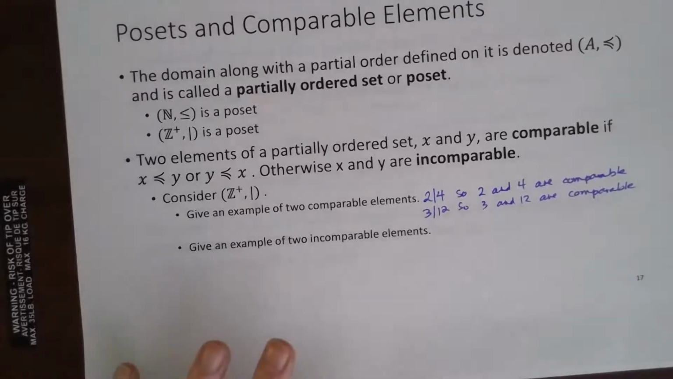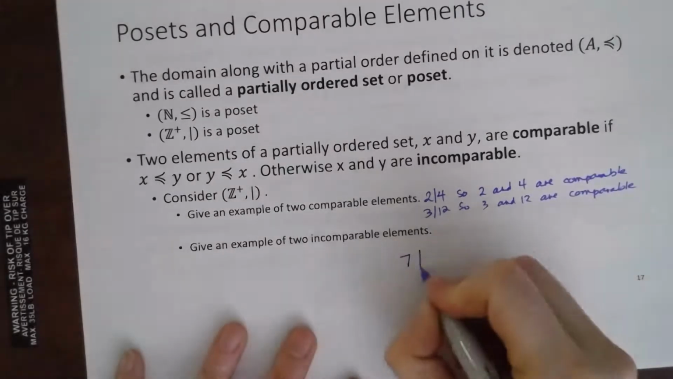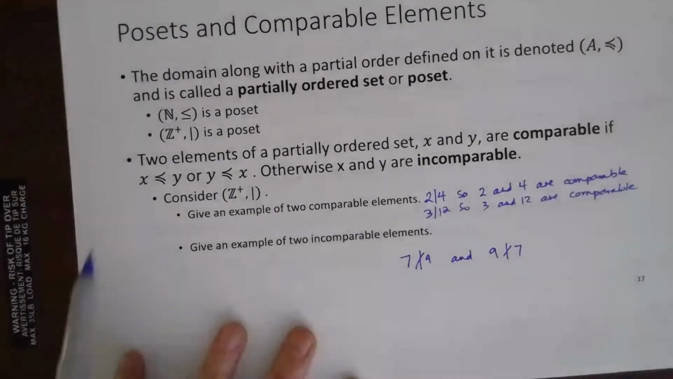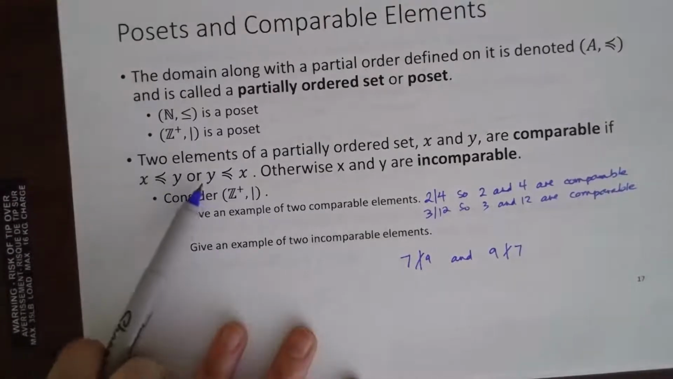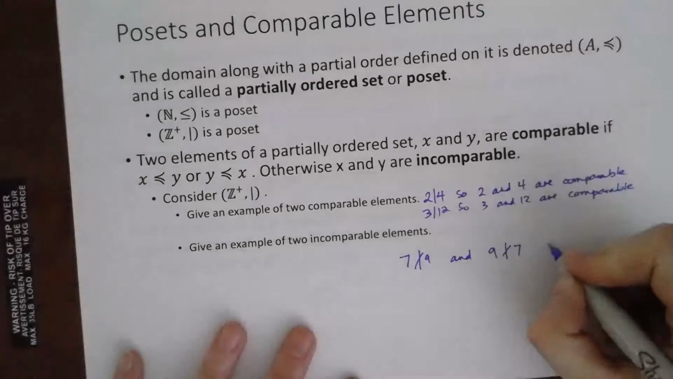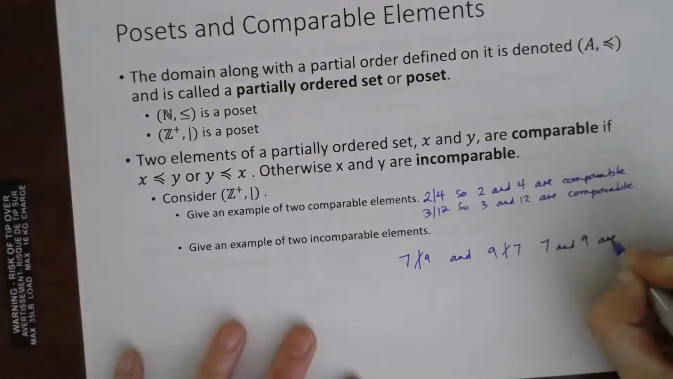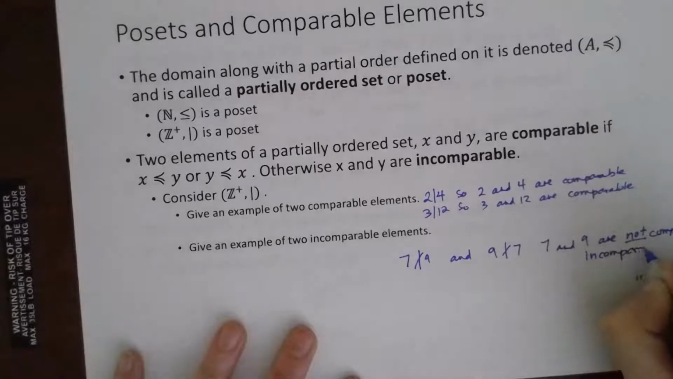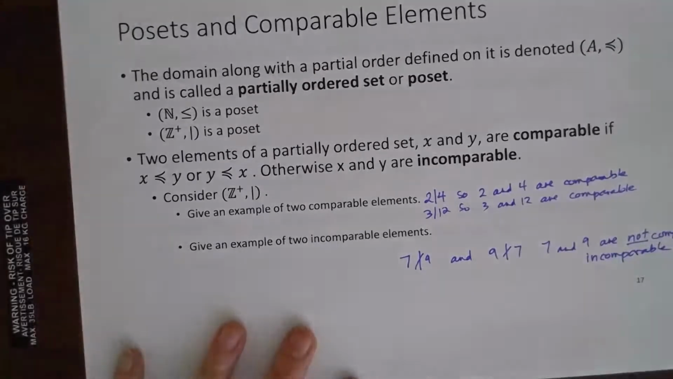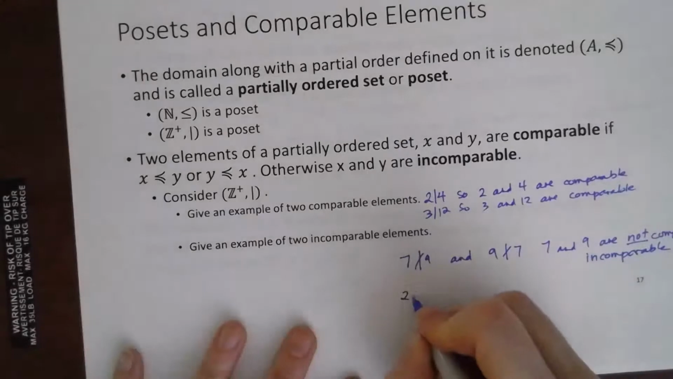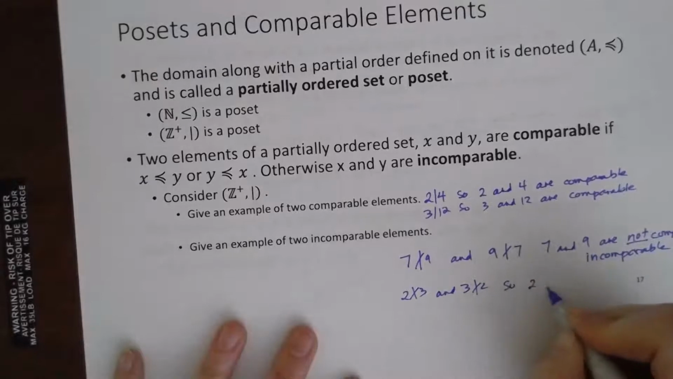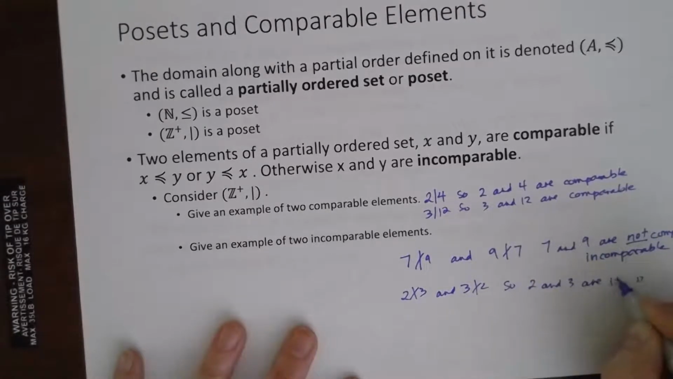7 and 9. Is that what you said, 7 and 9? Yes. Okay, so 7 doesn't divide 9, and 9 doesn't divide 7. Neither of those things are true. Neither x is related to y, nor is y related to x. So 7 and 9 are not comparable, or they're incomparable. Just give me one more example. 2 and 3. So 2 doesn't divide 3, and 3 doesn't divide 2. So 2 and 3 are incomparable.